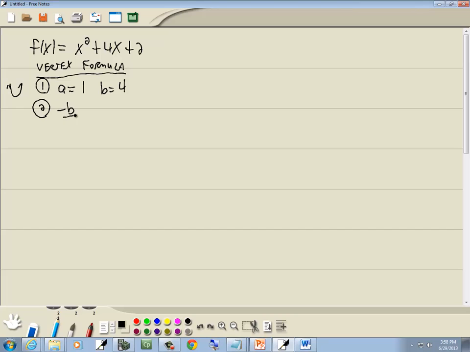Step 2 in the vertex formula: plug those values we just found into negative b over 2a. So we'll have negative 4 over 2 times 1. Negative 4 divided by 2 gives us negative 2.